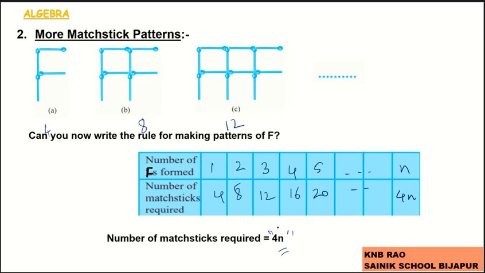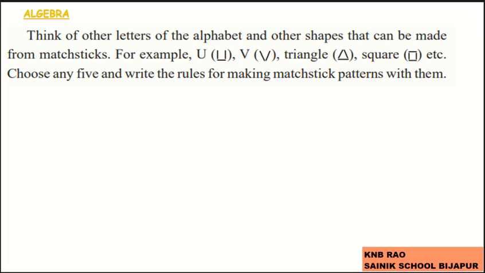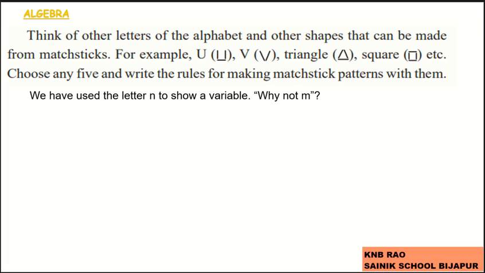Children, very important here, think of other letters. Is it compulsory that I must use n only? No. Think of other letters of the alphabet and other shapes that can be made from matchsticks. For example, letter U, letter V, triangles, let's say 3 matchsticks are used. For the sake of a square, 4 matchsticks. Choose any 5 of these and write the rules for making matchstick patterns with them.